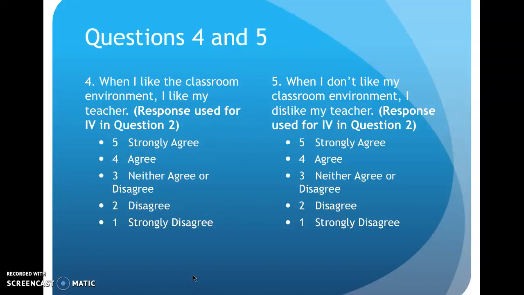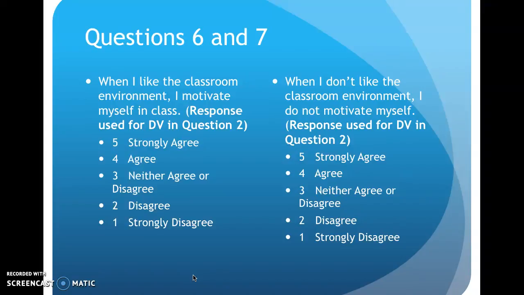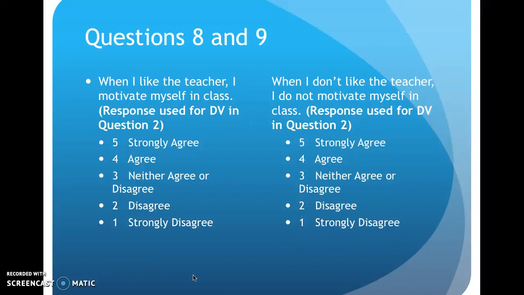Questions 4 and 5 are focusing on when I like the classroom environment, I like my teacher, and then the inverse, when I don't like my classroom environment, I dislike my teacher. Questions 6 and 7: when I like the classroom environment, I motivate myself in class, and when I don't like the classroom environment, I do not motivate myself. 8 and 9: when I like the teacher, I motivate myself in class, and when I don't like the teacher, I do not motivate myself in class.